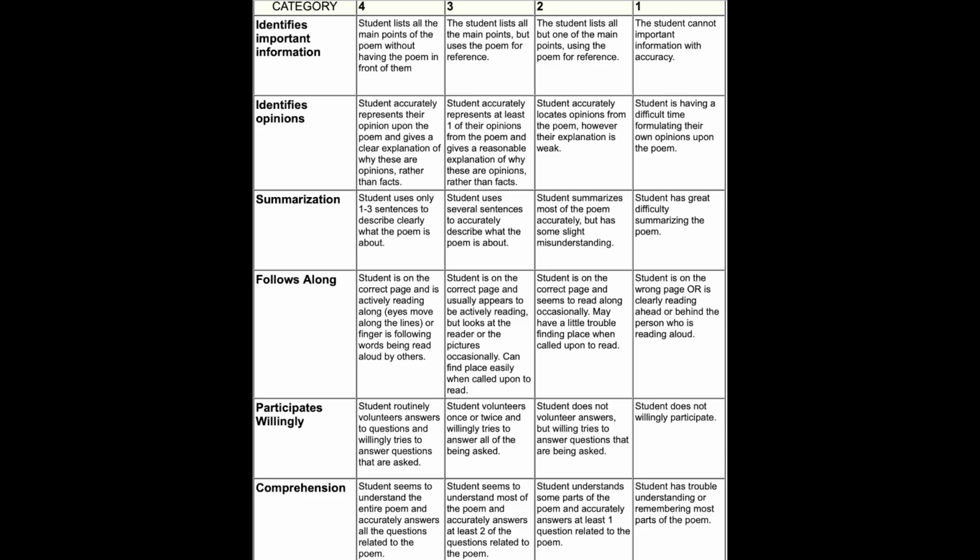Through this rubric, there are 6 main categories that consist of identifying important information, identifying your own opinions, summarization, following along, participating willingly, and comprehension. And these may be some categories that you would like to add onto your own rubric as you do this activity with your own students.